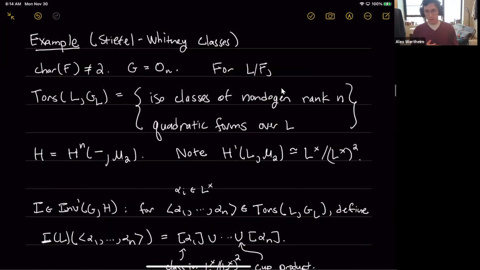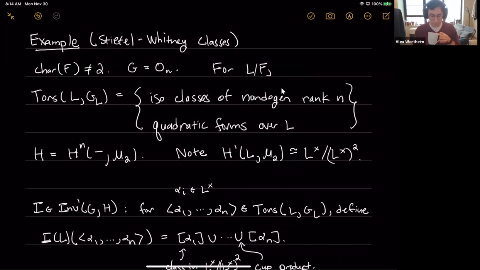So to give an example of how one might construct such an invariant in a particular case, I thought I would present the example of a Stiefel-Whitney class. Suppose for this example only that the characteristic of our base field is not 2, and take G to be the orthogonal group. In this case, for any field extension L over F, the twisted forms interpretation is that the isomorphism classes of G-torsors over Spec L are in bijection with isometry classes of non-degenerate rank n quadratic forms over L.